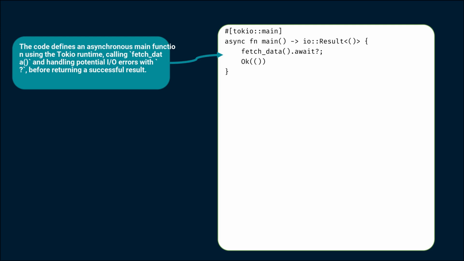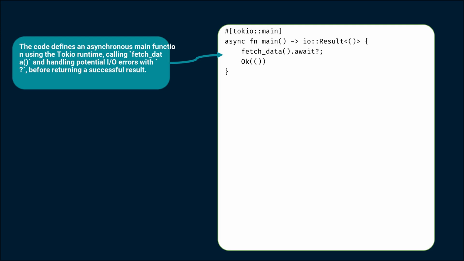In this function, we introduce the async keyword, indicating that it can execute asynchronously. The return type is defined as io::Result, which allows us to handle potential input-output errors gracefully. Inside the main function, we call our previously defined asynchronous function fetchData. We use await to pause execution until fetchData completes its operation without blocking the entire thread. This non-blocking behavior allows other tasks to be handled while waiting, making our application responsive.